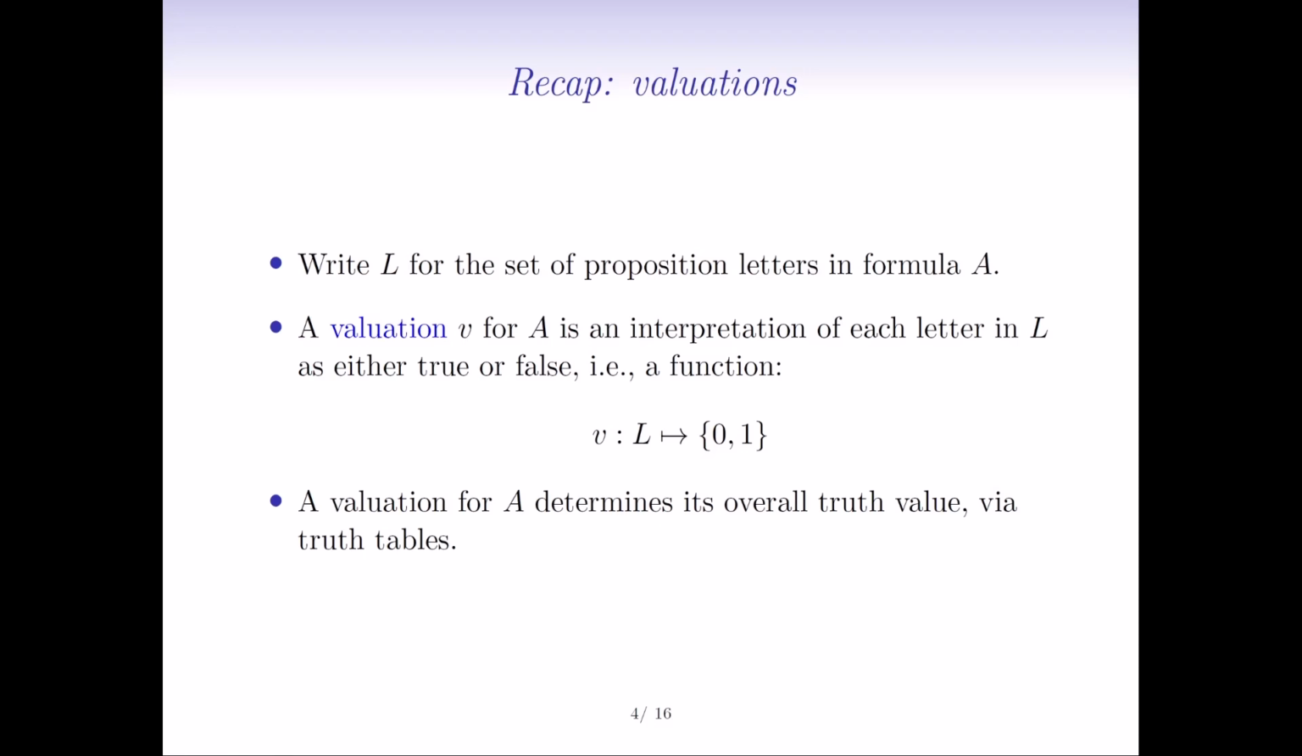We also saw last time how an evaluation for A determines its overall truth value using the truth tables that we gave for each connective. So in other words, if we know the truth values of the propositions occurring in a formula, then we can also determine, using the truth tables for each connective, the truth value of the overall formula.